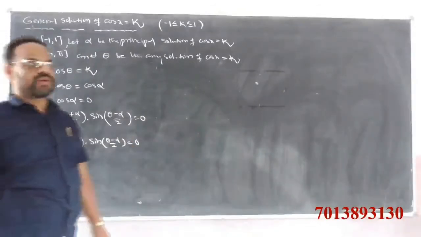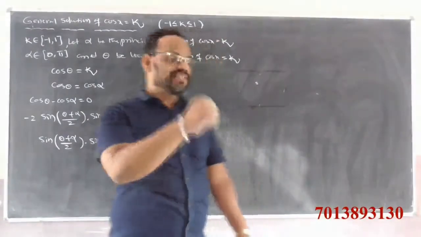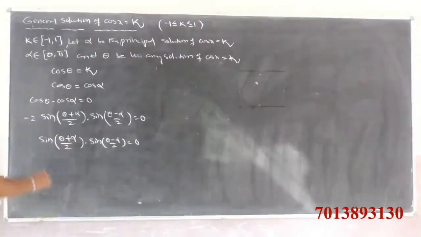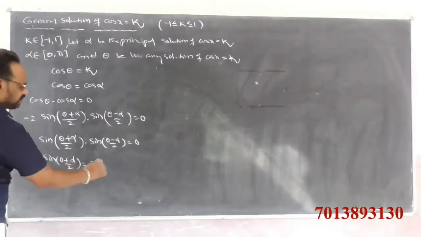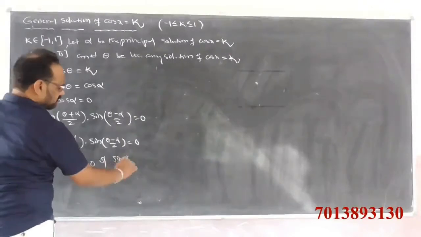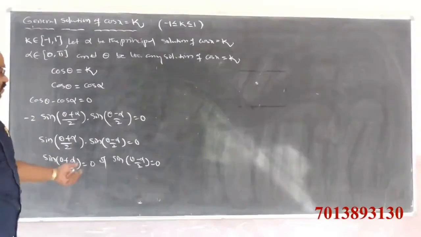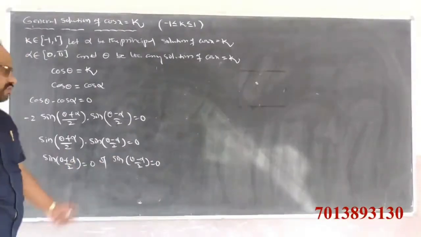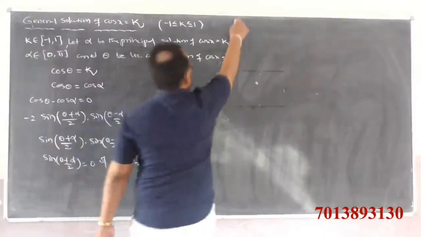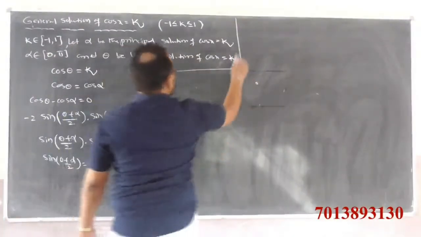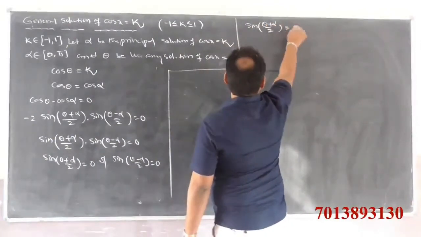We know that if A into B equals 0, then either A equals 0 or B equals 0. That means sin of (theta plus alpha) by 2 equals 0 or sin of (theta minus alpha) by 2 equals 0. Consider one of the equations, that is sin of (theta plus alpha) by 2 equals 0.